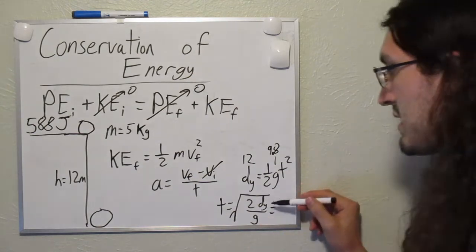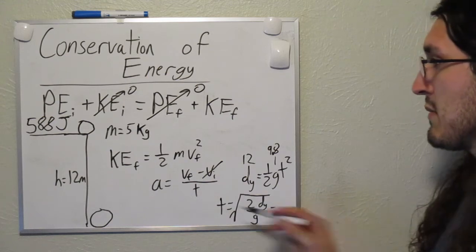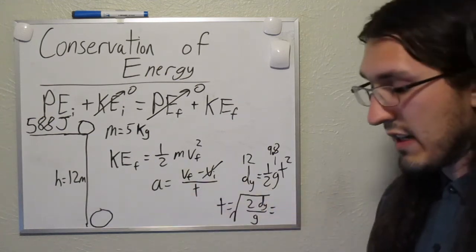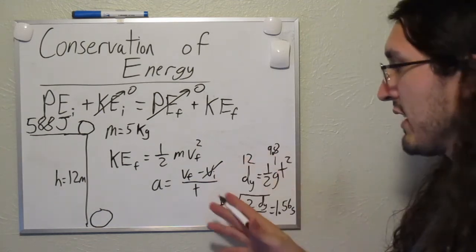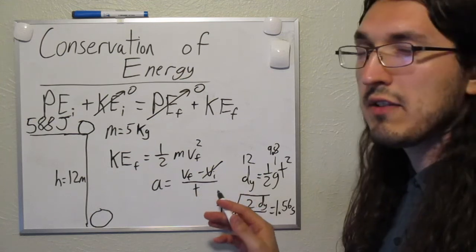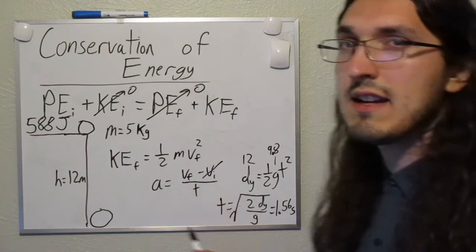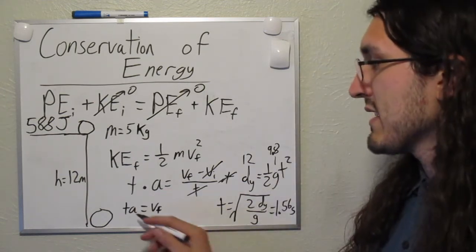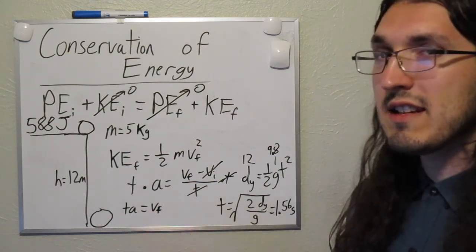If I plug my numbers in here, I get the square root of 2 times 12 divided by 9.8 in my calculator. I get 1.56 seconds. Before I plug time into this equation to find the final velocity, I'm going to multiply t to both sides so that I have my final velocity isolated and can solve for it. So now I know time times the acceleration is going to be equal to the final velocity. If I plug my numbers in, I get this.